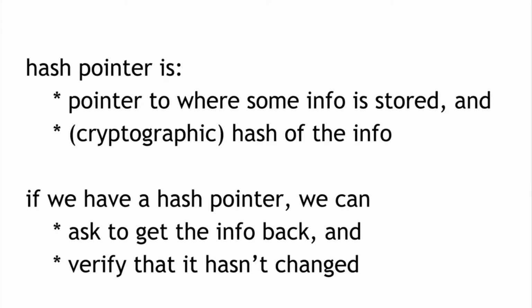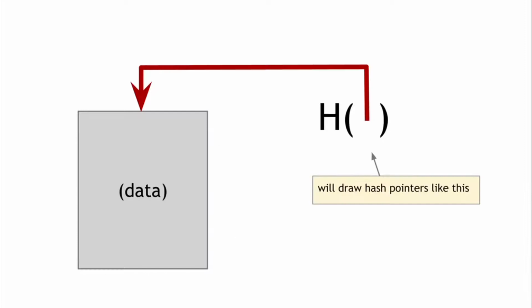And it's also going to let us verify that the information hasn't changed. So a hash pointer tells us where something is and what its value was. OK, and we're going to draw a hash pointer in diagrams like this: we're going to have H of, and then an arrow that points to something. So anything drawn like this, think of it as being a hash pointer to this thing. It's a pointer to where it's stored, and it's also the hash of the value that this data had when we last saw it.